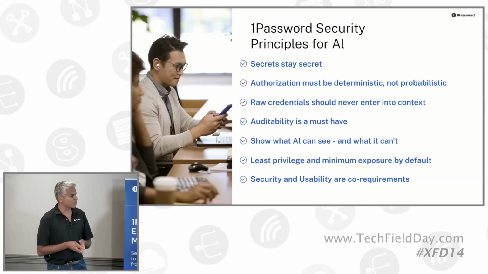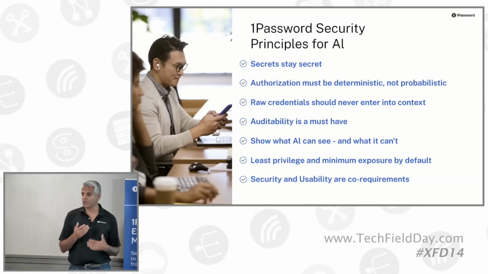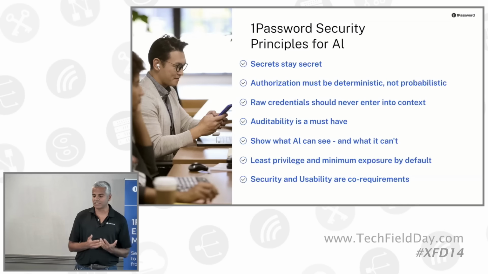The fourth is auditability. Obviously there's auditability even when users go and access different applications and tools, but the bar is much, much higher for agentic AI, right? So we need to know where those credentials were used, why they were used, by whom, and all of those things. The fifth principle is be transparent, right?